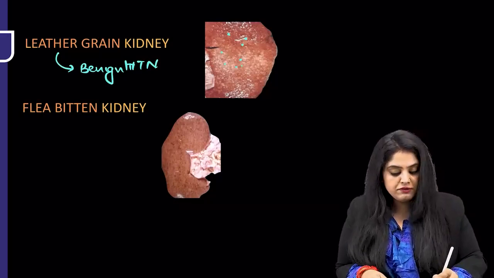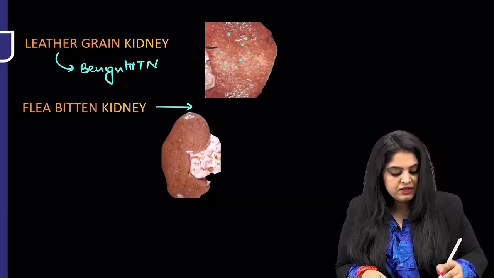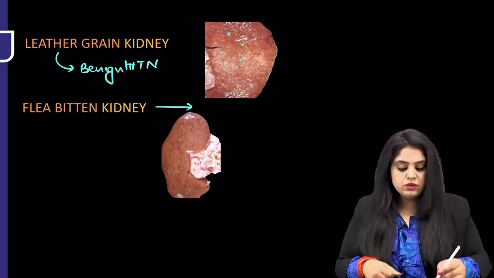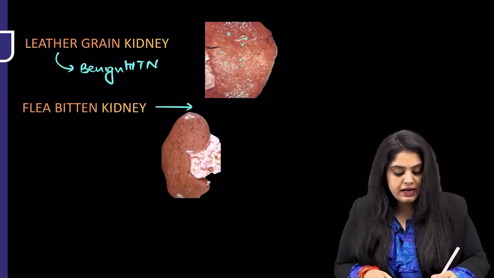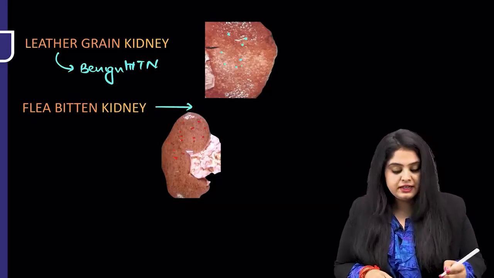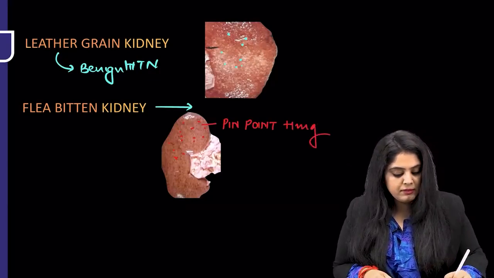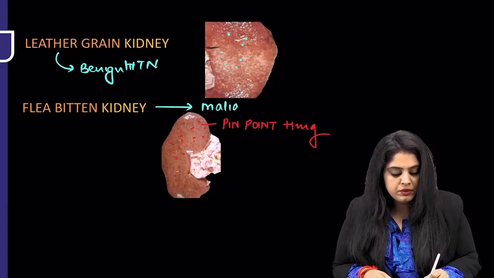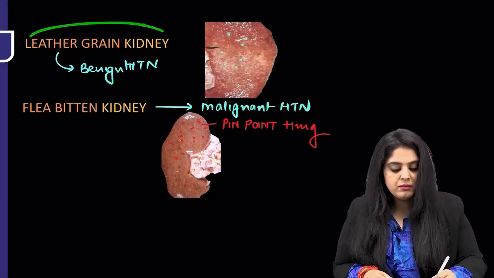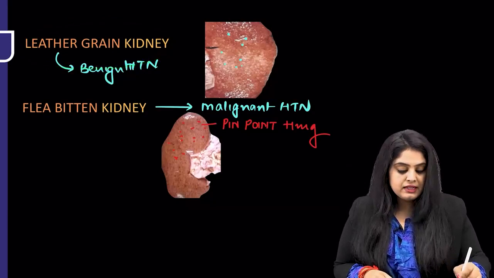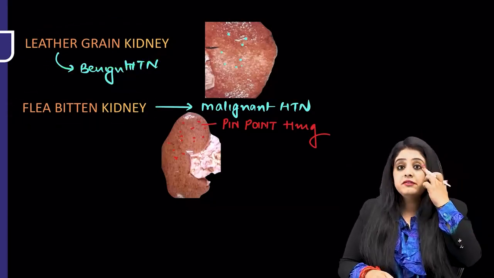And then what do you see in flea bitten? In flea bitten, as if some flea has bitten you. So that is going to result in all red colored dots, right? Red color dots means what? Pinpoint hemorrhages. And that is flea bitten kidney, and that obviously you will see in malignant hypertension. So simple, if they give you a case of benign hypertension I will mark the leather grain kidney. Malignant hypertension, I am going to mark the flea bitten kidney.